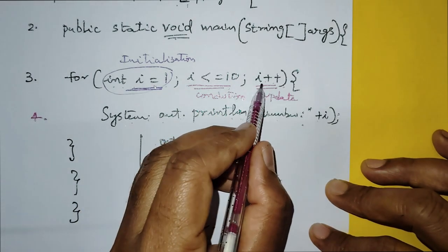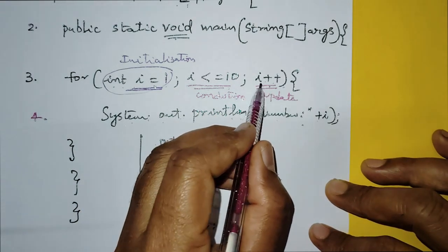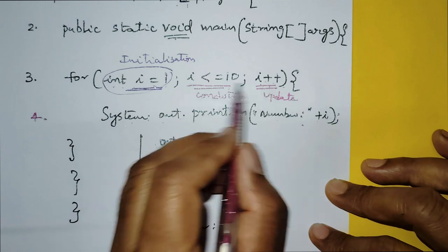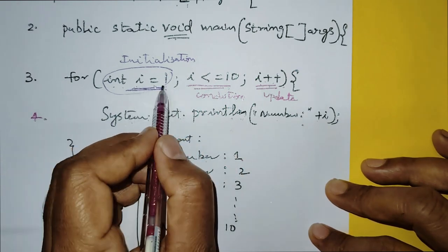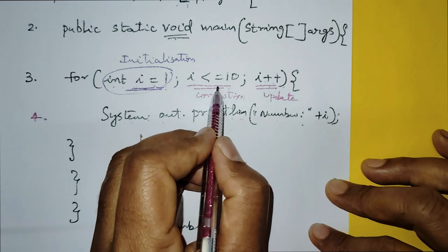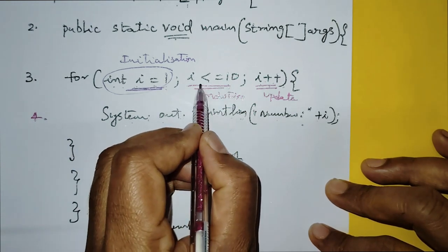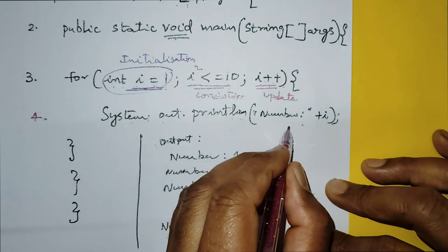Next, what is the next step? It is i plus plus. i becomes i equals i plus 1. That means i equals 1 plus 1, which is 2. i becomes 2. i is less than 10. That is, 2 is less than 10. That 2 will be printed.